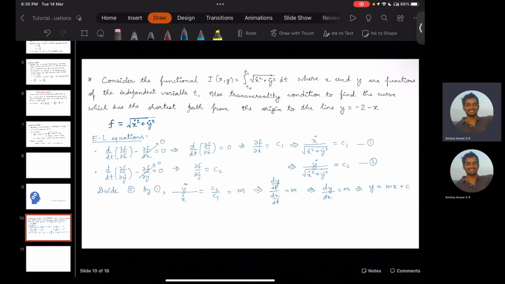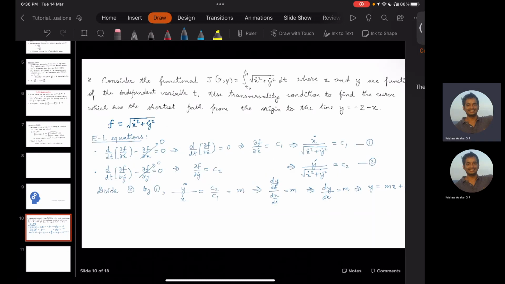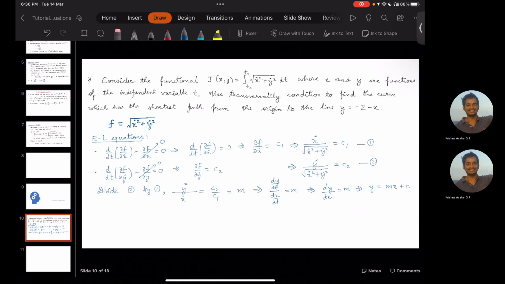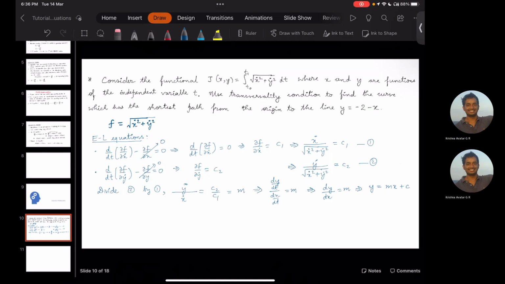So we have two constants essentially, which are m and c. m and c are constants needed to be determined. Okay, both are needed to be determined.